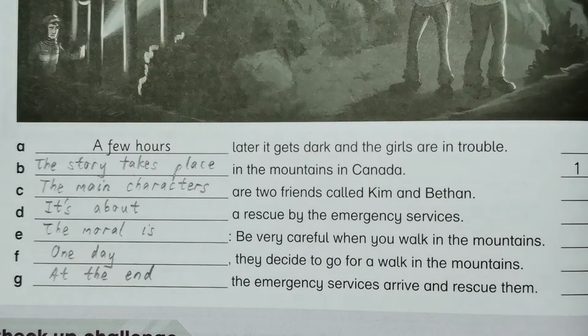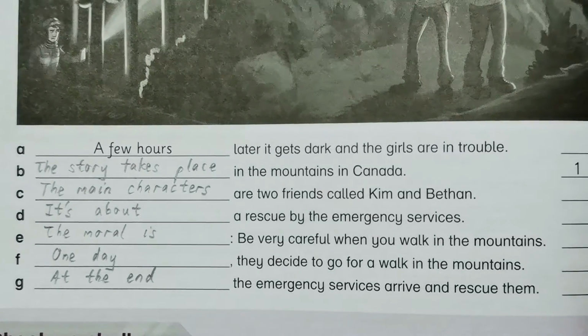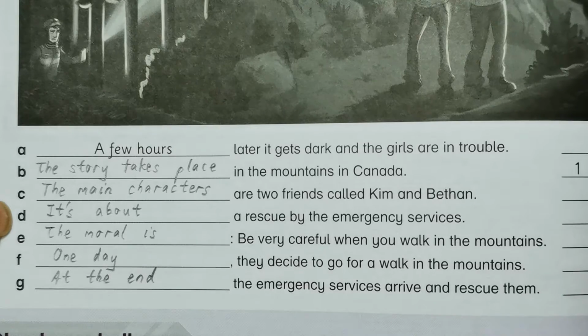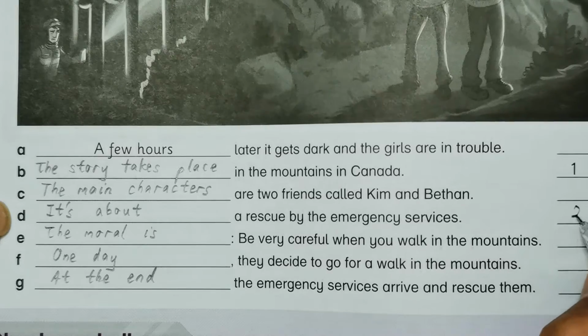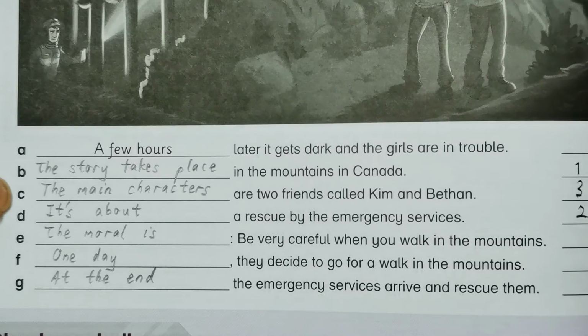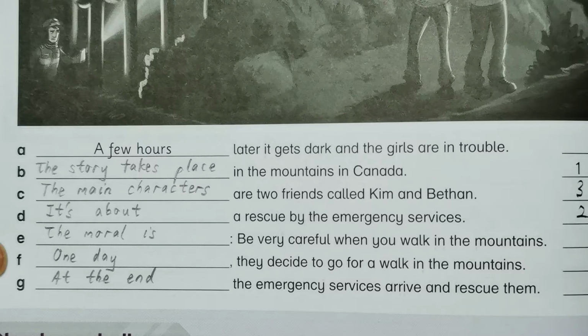So next we number the sentences in order. So the first one, the story takes place in the mountains in Canada. And then number 2, it's about a rescue by the emergency services. So 2 here. And then number 3, the main characters are two friends called Kim and Beaton. And number 4, one day they decide to go for a walk in the mountains.